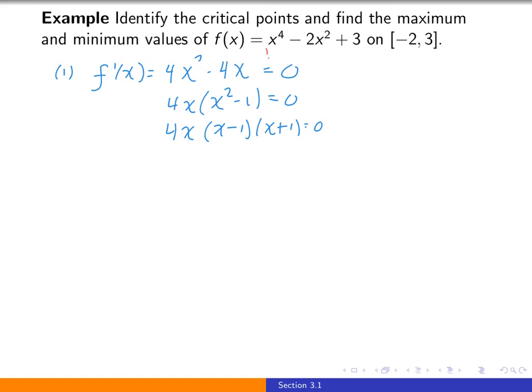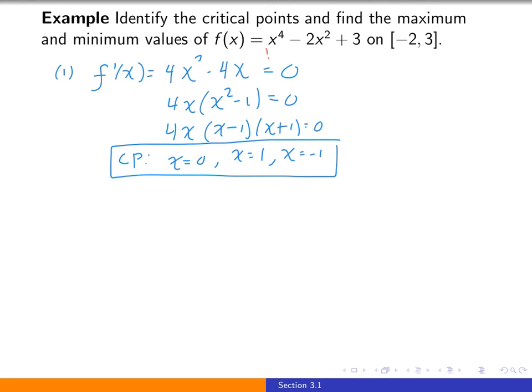So we see 3 solutions here, which will be our critical points. x equals 0, x equals 1, x equals minus 1. So these are the critical points that we are looking for. Now each of these critical points are inside our interval from -2 to 3. So the maximum and minimum value can occur at 5 possible points here. The endpoints or one of the critical points inside.